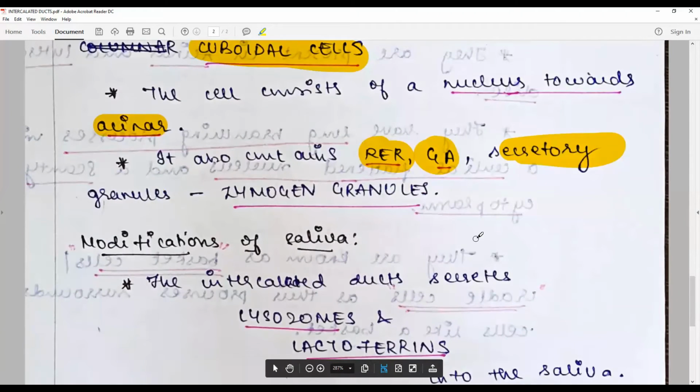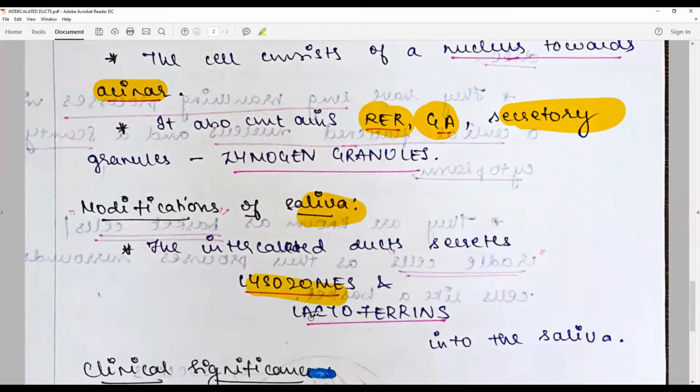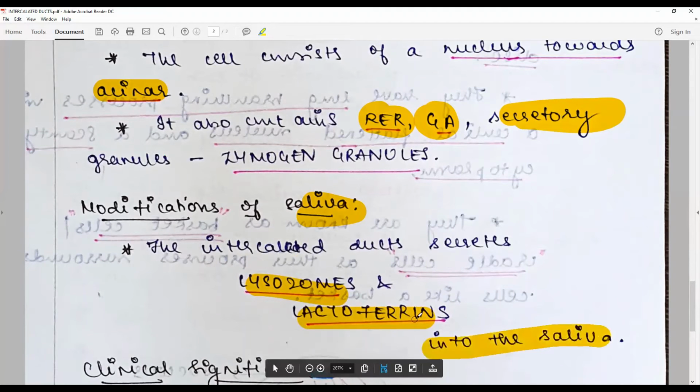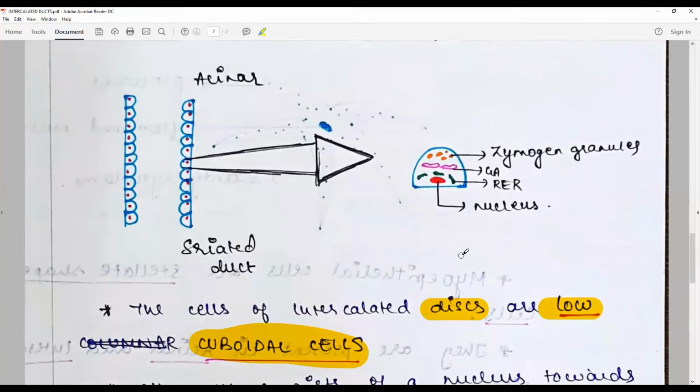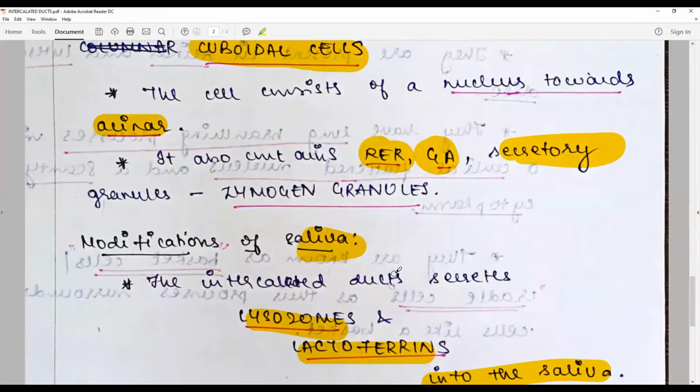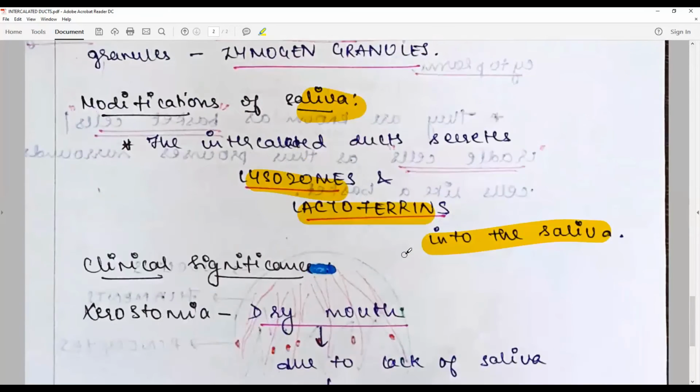They modify the saliva. How? They add lysozyme and lactoferrin into the saliva. As you might know, these are the components that contribute to the defense system of the saliva. Per se, they do not modify the inorganic ions, such as actively resorbing or secreting potassium, chloride, or calcium ions, but are concerned with adding lysozyme and lactoferrin.